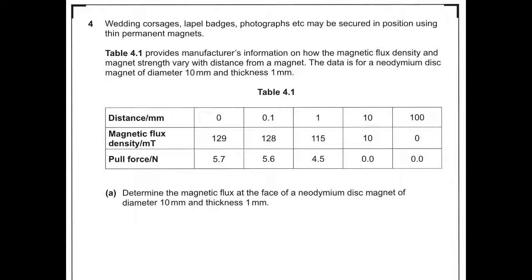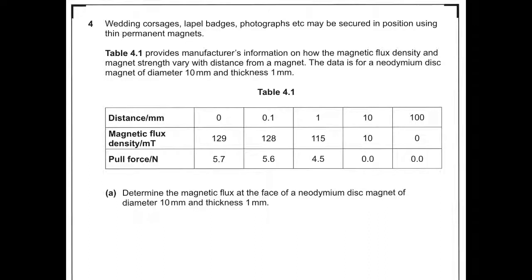Question 4. Wedding corsages, lapel badges, photographs, etc. may be secured in position using thin permanent magnets, and Table 4.1 provides manufacturer's information on how the magnetic flux density and magnet strength vary with distance from a magnet. The data is for a neodymium magnet of diameter 10 millimeters and thickness 1 millimeter. So we've got these values for how far you are from the magnet, what magnetic flux density you get at various distances, and how much force it pulls with at those distances.